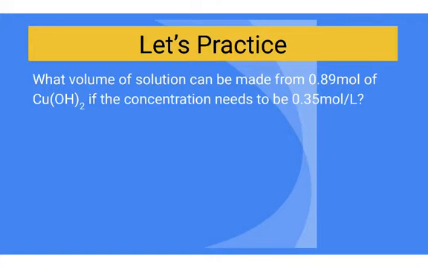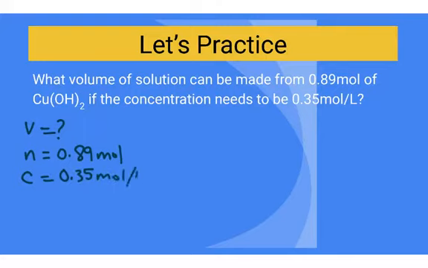So let's try this practice problem. What volume of solution can be made from 0.89 moles of copper 2 hydroxide if the concentration needs to be 0.35 moles per liter? So let's pick out what I know. I have a volume that I'm looking for. I have moles, which is, let's write that as N. N is equal to 0.89. And I have a concentration of 0.35 moles per liter.